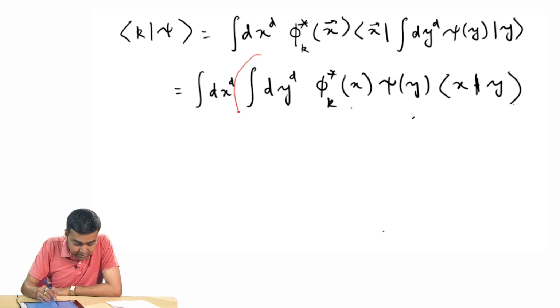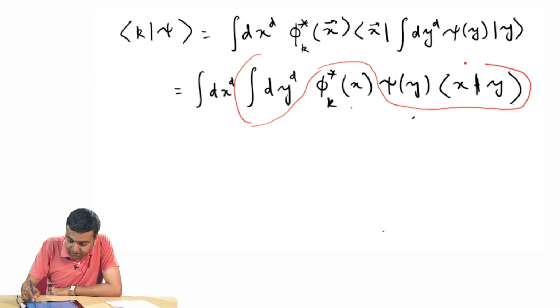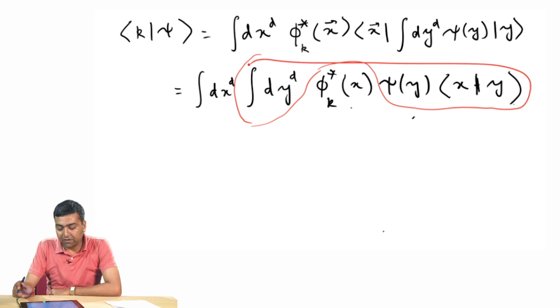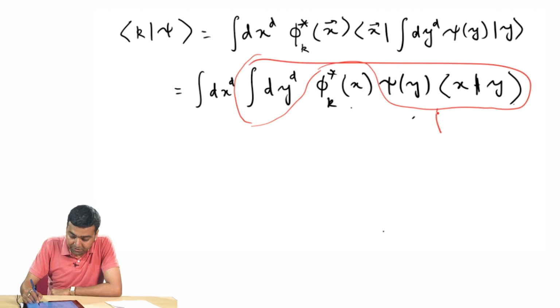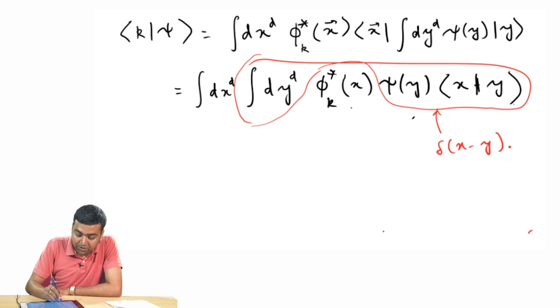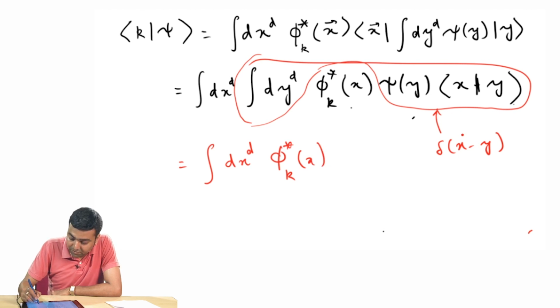So, if I take this, so if I perform this integral here, what I will get is delta x minus y. So, if I do that, then what I have is dx, I have phi star k x, sorry, there is a mistake here. So, this won't be this one.